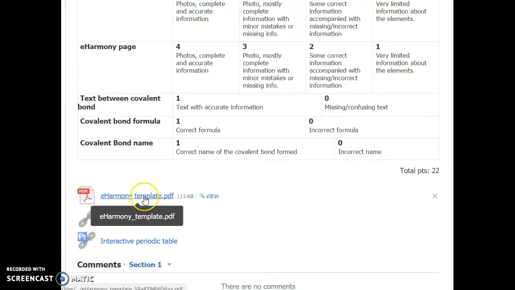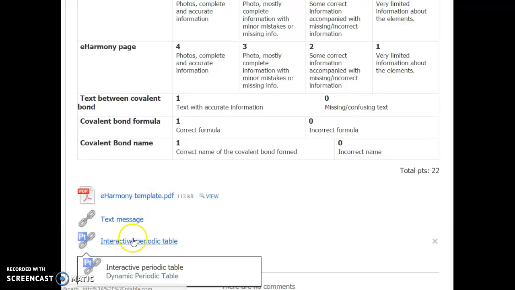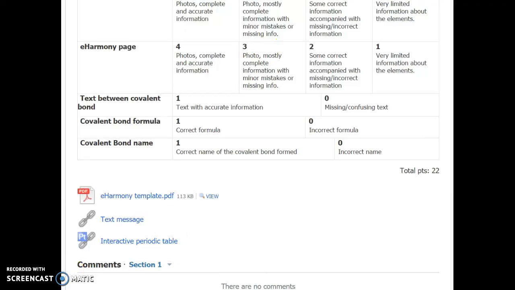You can see there's a template here that you're going to put information in. There's the text message link, and then there's the interactive periodic table. That's where you can just find information about the elements. I'll show you an example of this.